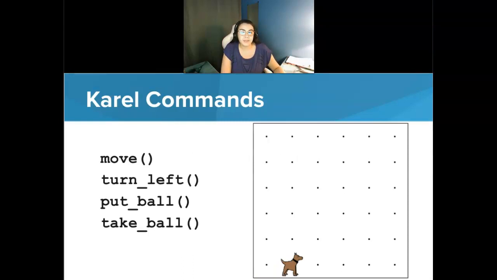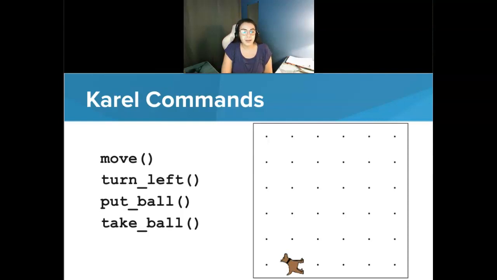The turn left command makes Karel turn left 90 degrees. And remember that we are imagining that we're looking at a bird's eye view, like from a drone up high, looking down. And if Karel's facing in that direction and Karel turns left, which way is Karel going to be facing? Karel's going to be facing up.